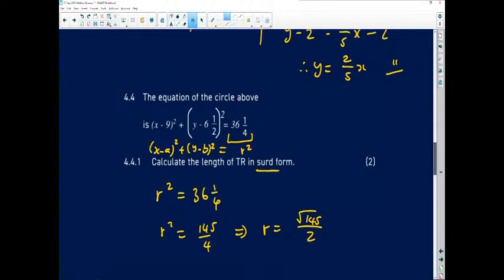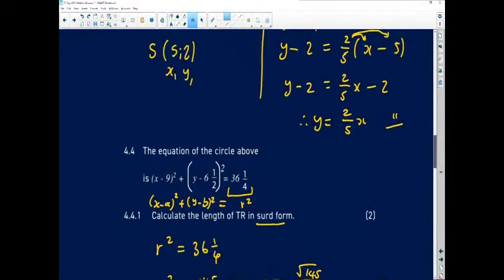They said they want it in surd form. Therefore, the diameter, which is just double that, you just have to double it, is going to be whatever you're looking at times 2, which means it's going to give you the square root of 145 in surd form. And that, beautiful people, will be the solution to how long the diameter, which is basically the line TR, is in surd form.